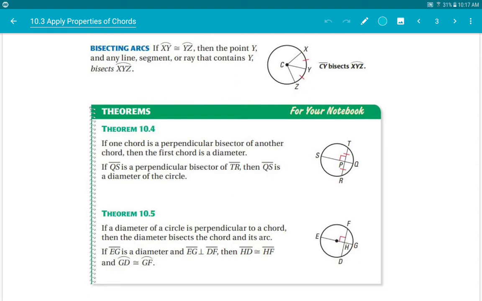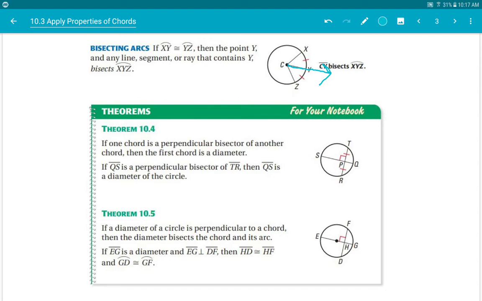Just notice that since these two arcs are congruent, this is acting as a bisector that's cutting it into two congruent arcs. It works the same way as an angle bisector or segment bisector, but now we're working with a segment, ray, or line that is going to bisect an arc. So it has the same properties as the other ones. It's just splitting it up into two congruent arcs.